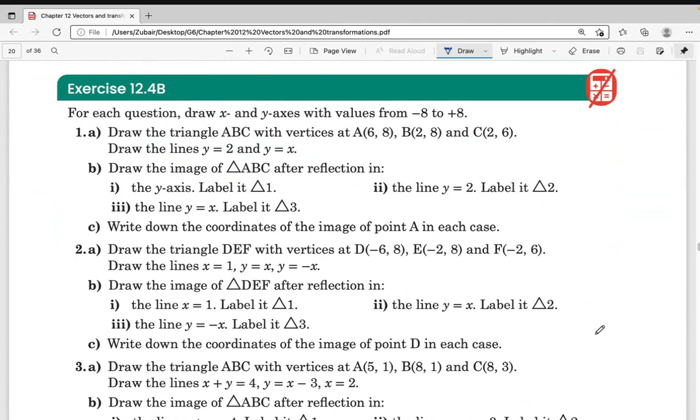12.4b, for each question, draw x and y axis with values from minus 8 to 8. Draw the triangle ABC with vertices (6, 8), (2, 8), (2, 6). Yes, sir. I'm doing this one. Draw the line y equals 2 and y equals x.